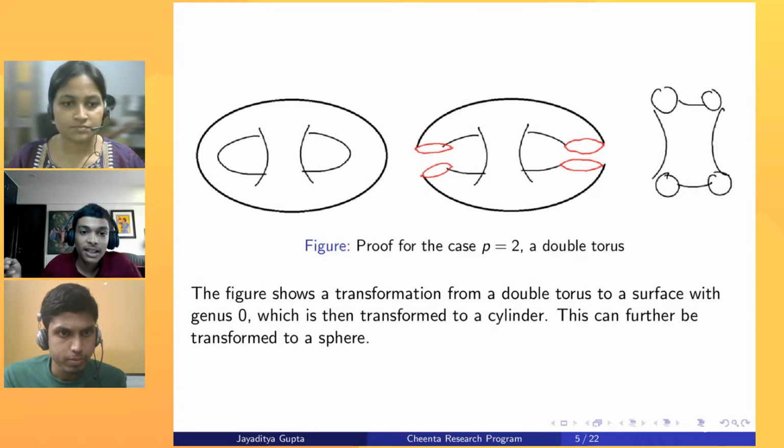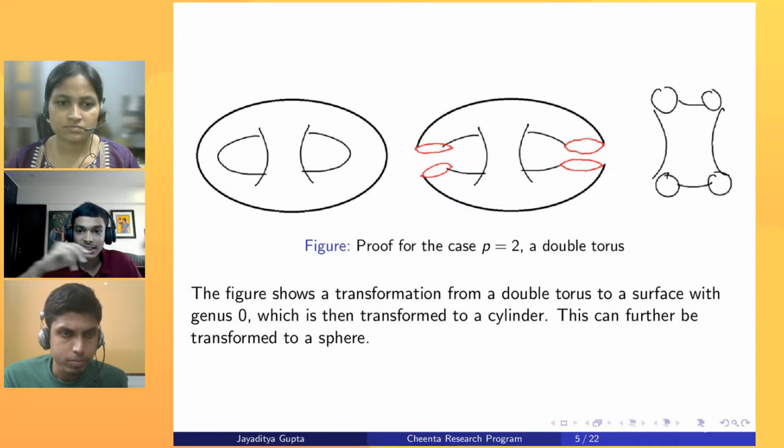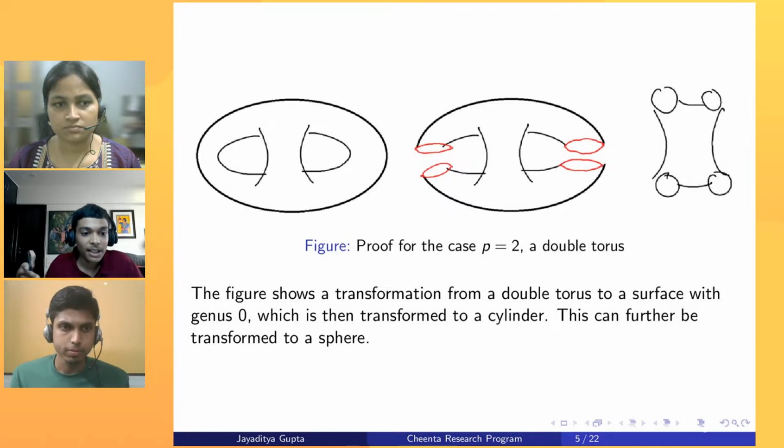What we will do is cut the torus along its 2 loops so that we end up with the second figure. Then we will paste another face on each of the cuts. So essentially we are making 2 cuts and then pasting 4 faces in total. Now notice that the resultant figure is a surface with genus 0. If the genus was greater than 0, that would mean that we could make another cut along non-intersecting loops, but that would mean that the genus of a double torus is greater than 2, which is a contradiction. And so the genus of the resultant figure is 0.